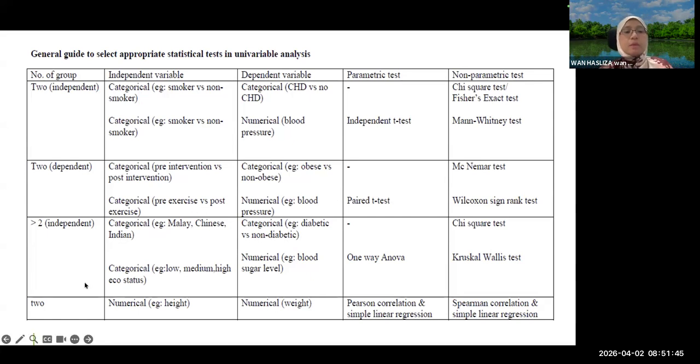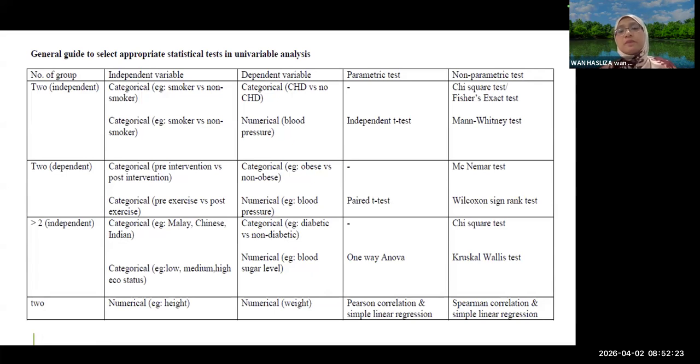Okay. Next, what happens if my data are both numerical? My independent is numerical, my dependent is also numerical. Example, the height, the weight. So in this case, if you want to see correlation and it is normal distribution, you can use Pearson correlation. Or another statistical test that you can use is simple linear regression. If non-parametric, you can use Spearman correlation, while still simple linear regression even though it's non-parametric.